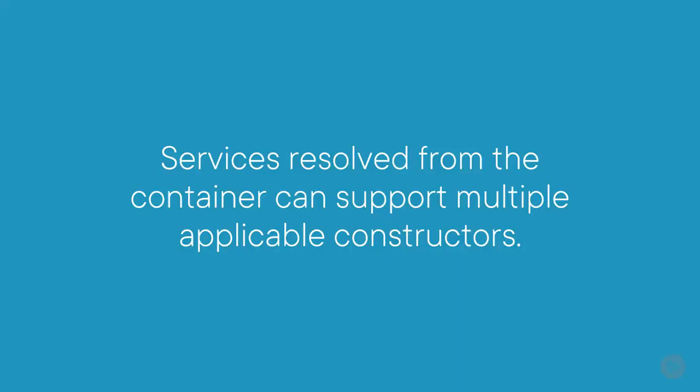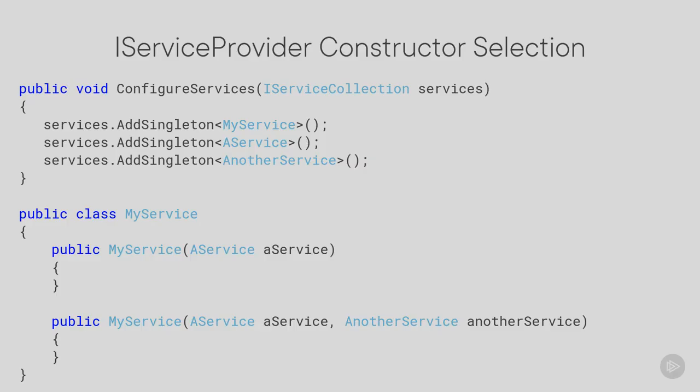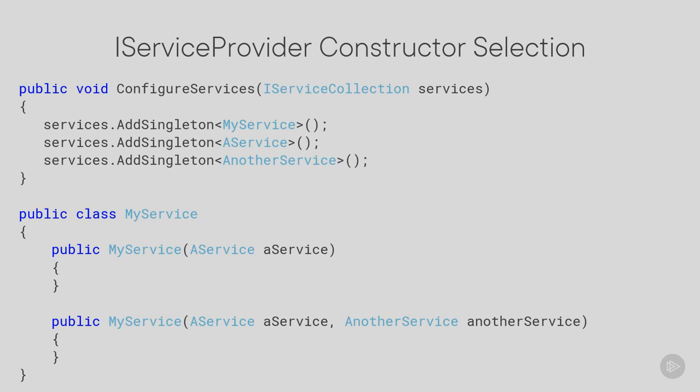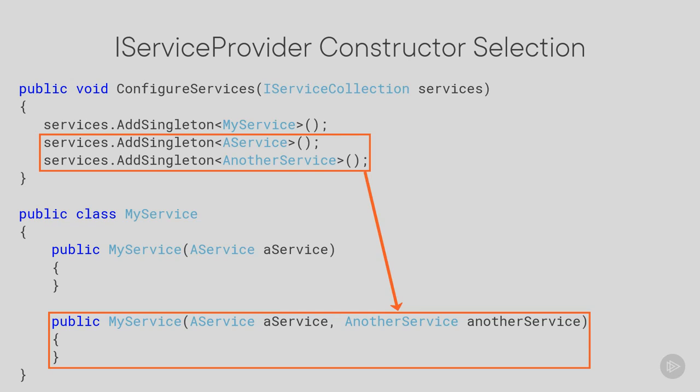In contrast, services resolved from the container directly can support multiple applicable constructors. In this example code, I have a service called MyService that will be resolved from the container. It has two constructors. The first has a single parameter and the second has two parameters. In this example, dependencies from the container can satisfy both of these constructor overloads, so the most parameter-rich constructor will be used to create the instance at runtime.